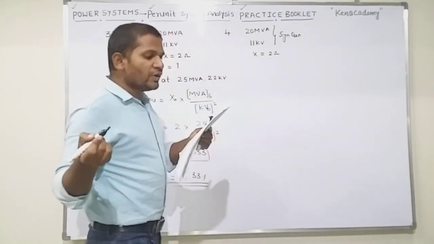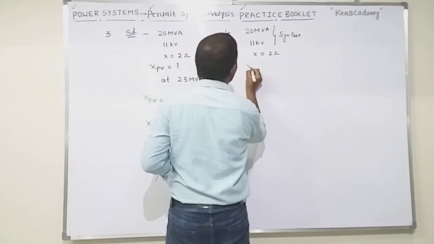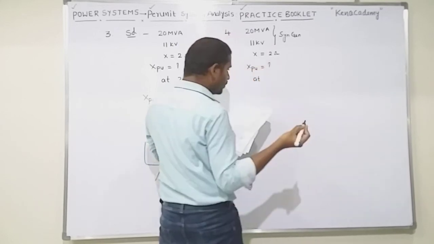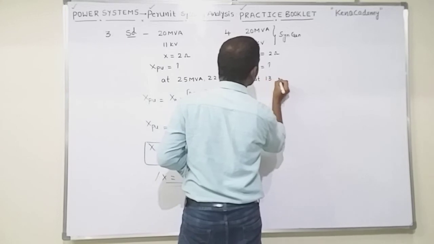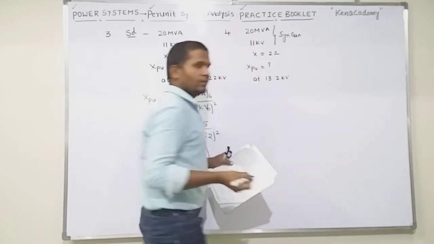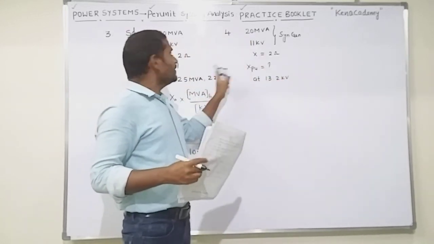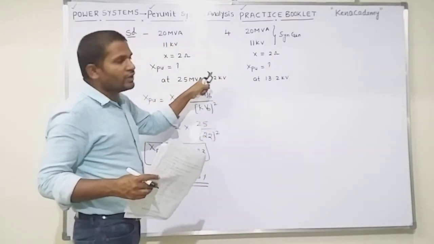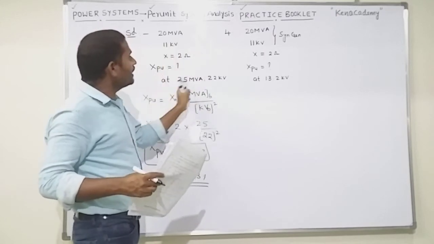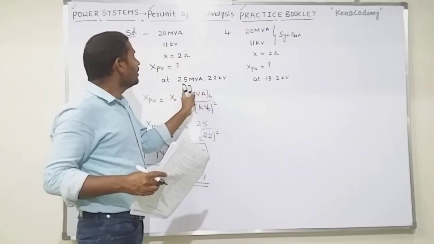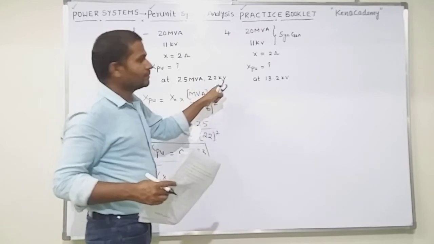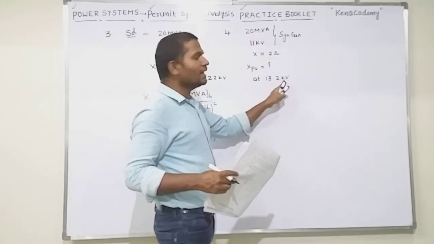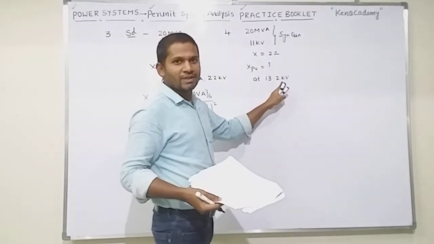Then find the per unit reactance at 22 kV. Sorry, at 13.2 kV. At 13.2 kV. See the difference between these two problems. You found the per unit reactance at 25 MVA, 22 kV, where both voltage and apparent power values are different. But in this problem, take the same apparent power but change the voltage value. Like that the problem is asked.